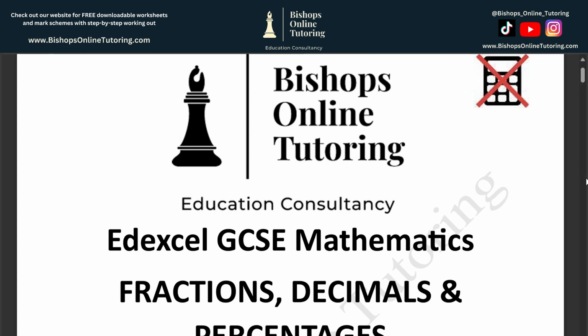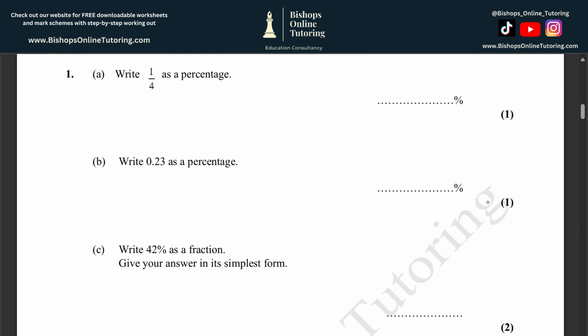This is sheet number 7 covering fractions, decimals, and percentages. Write 1 over 4 as a percentage. Now, if this is something that you struggle with, let me just draw it out nice and simply for you over here. You can always just multiply the fraction by 100 over 1.